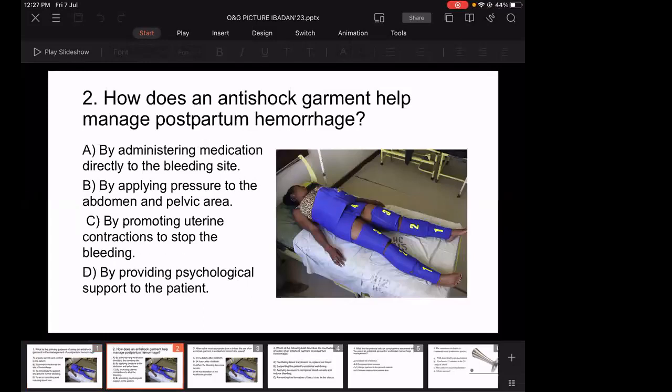So question 2, how does an anti-shock garment help manage postpartum hemorrhage? A, by administering medication directly to the bleeding site. B, by applying pressure to the abdomen and pelvic area. C, by promoting uterine contractions to stop the bleeding. D, by providing psychological support to the patient. So what do you think is the answer here? I think it applies pressure to the abdomen and pelvic area. Yes, that is correct. So B is the answer here.